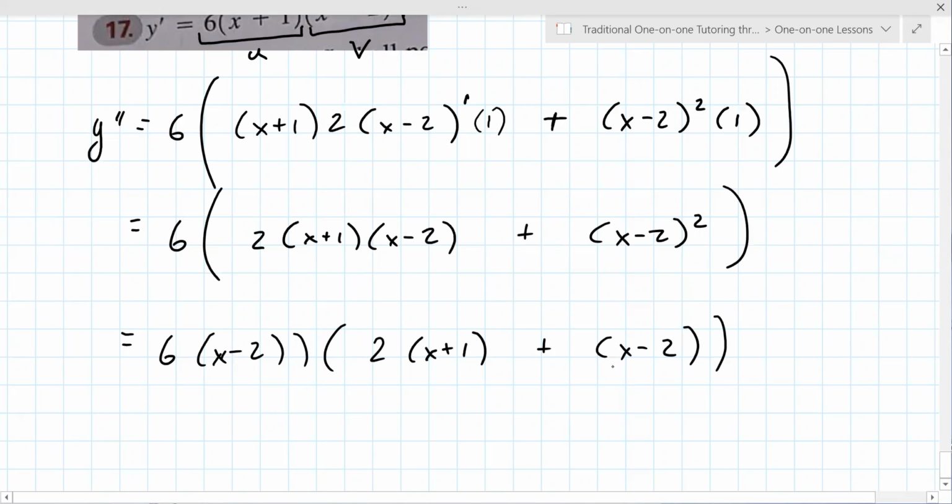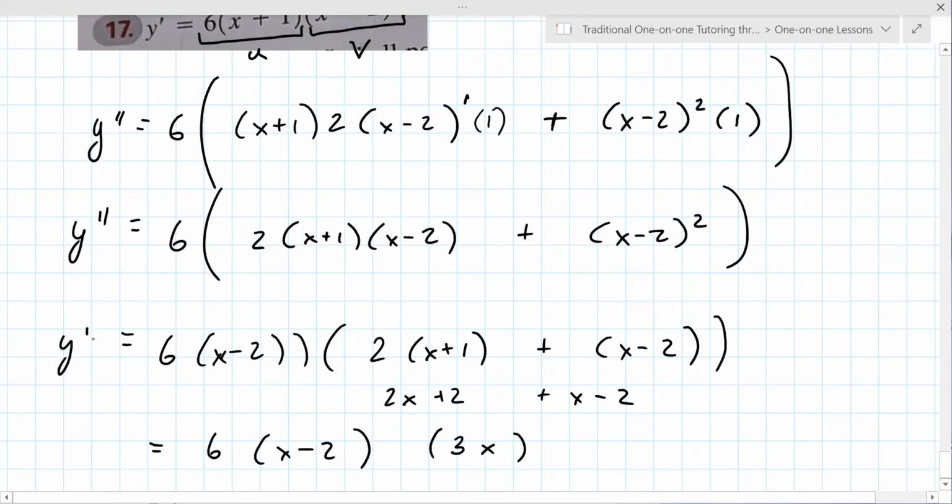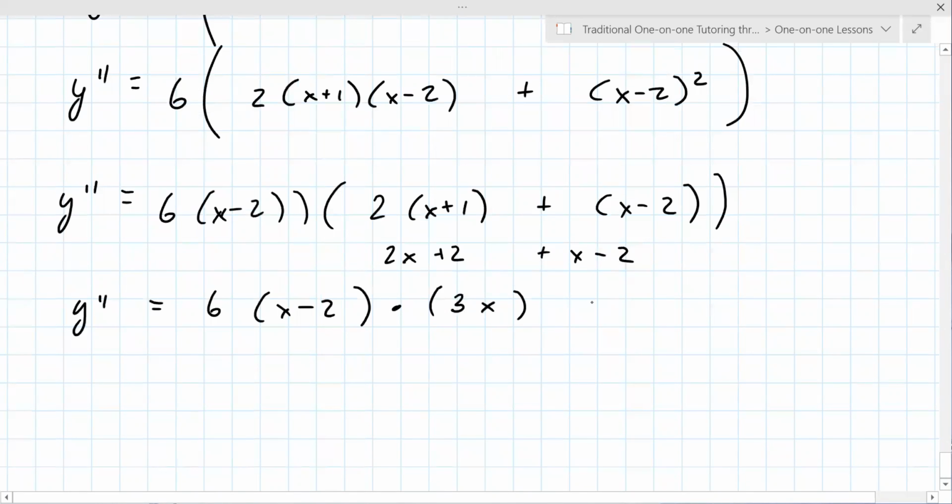Okay, inside the parentheses here it's 2x plus 2 plus x minus 2, which becomes 3x by itself. And then this 6 and this x minus 2 come out. This is all your second derivative. This is times, by the way. So now we're setting this equal to 0.